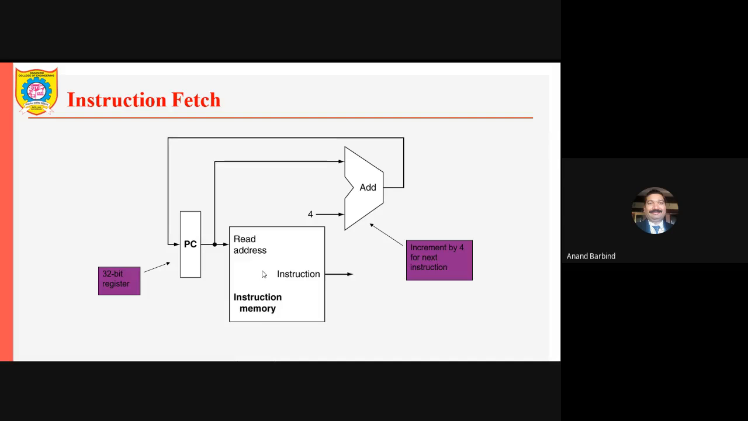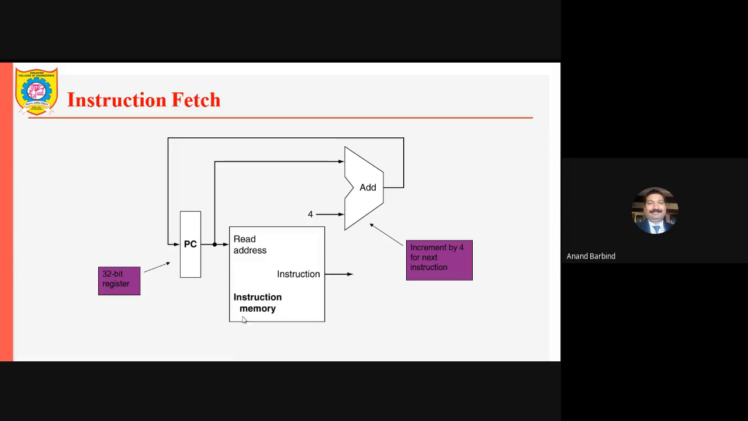So how does it come? 2 to the power 32 is 2 to the power 2 into 2 to the power 10 into 2 to the power 10 into 2 to the power 10. 2 to the power 10 is 1 kilobyte. So 1 kilobyte into 1 kilobyte into 1 kilobyte, that is 1 gigabyte. And 2 to the power 2 is 4. So 4 gigabytes of instruction memory is available.